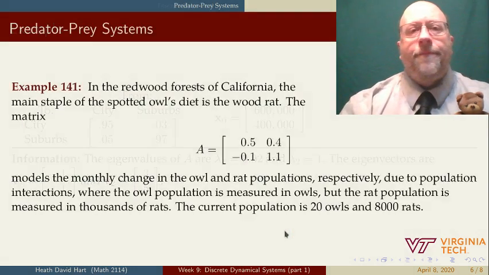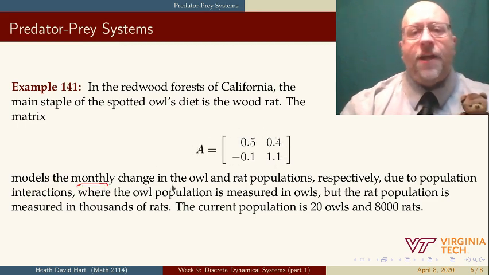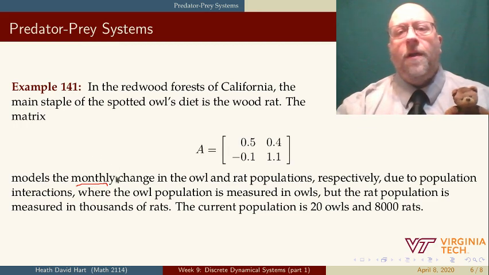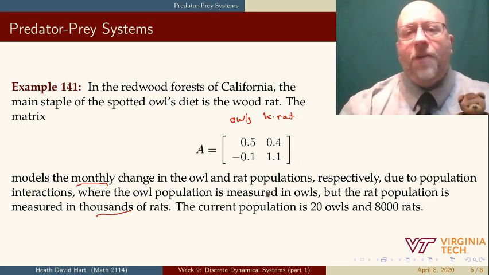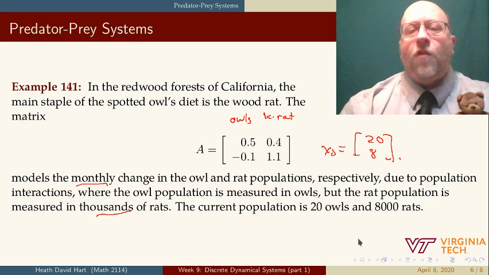Let's look at another example. This is a predator-prey system. In the redwood forest of California, the main staple of the spotted owl's diet is the wood rat. This matrix models the monthly change in the owl and rat populations due to population interactions, where the owl population is measured in owls, but the rat population is measured in thousands of rats. The current population is 20 owls and 8,000 rats. So that's my starting position.